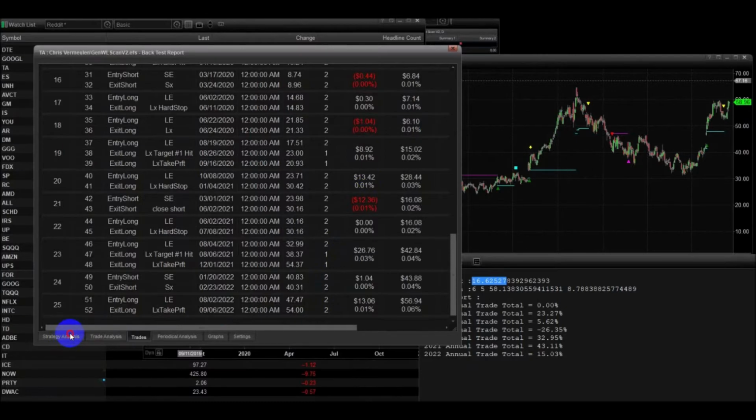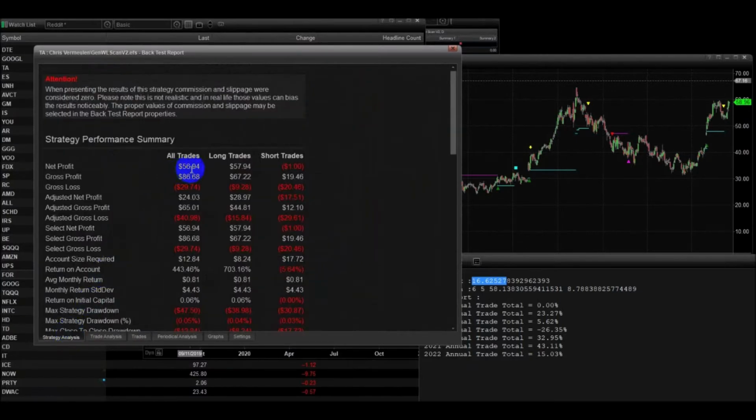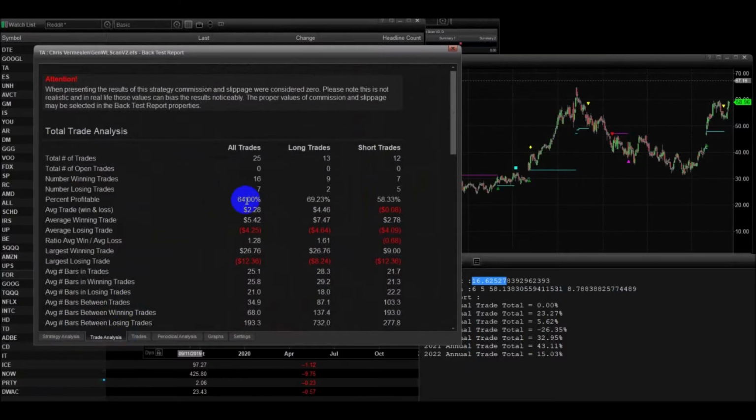So historically, we can see that the system made $56 over the historical. The trade accuracy was 64%. The average win-loss ratio was about 1.4 to 1, which is great. 1.4 to 1 with a 64% average win-loss ratio is fantastic.